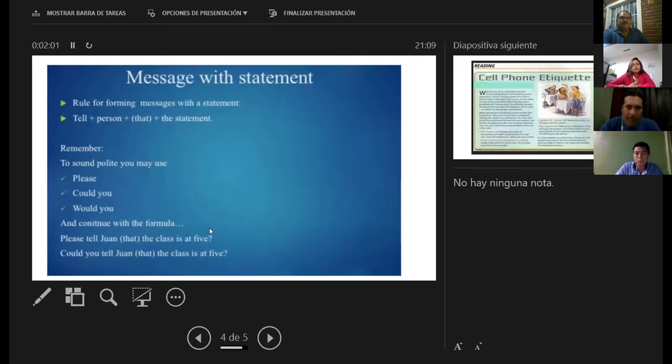Then we have the statement using tell. The same thing, right? Tell John (that) he won the lottery. Remember that is in parentheses because you can omit it, and you can say tell John he won the lottery, or tell John that he won the lottery. Both forms are correct. Please tell John that he won the lottery. And here you can see one: please tell Juan that the class is at 5. Please tell Juan, class is at 5. Could you tell Juan that the class is at 5? Or could you tell Juan the class is at 5?